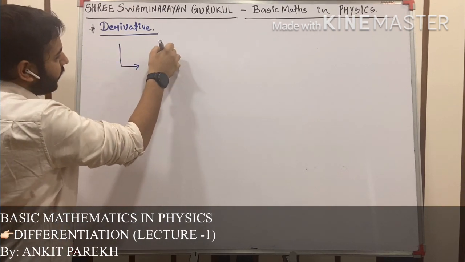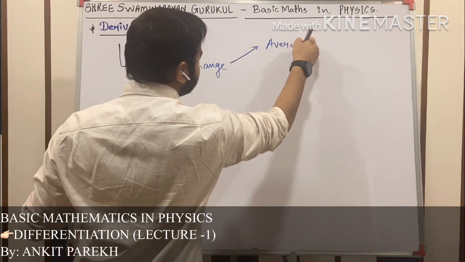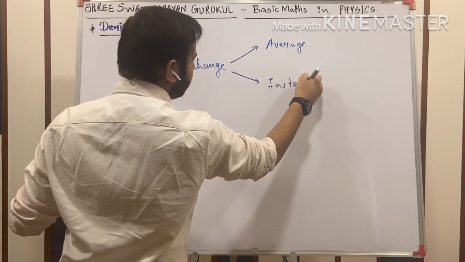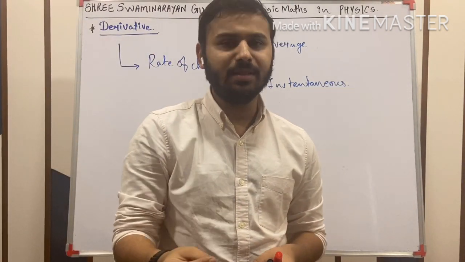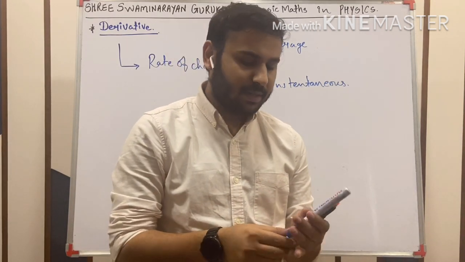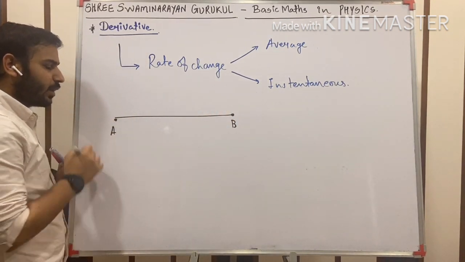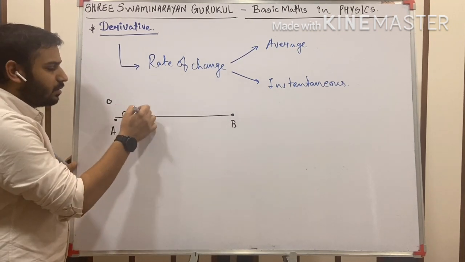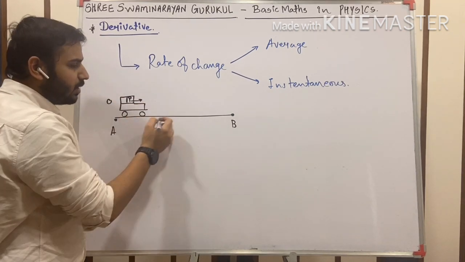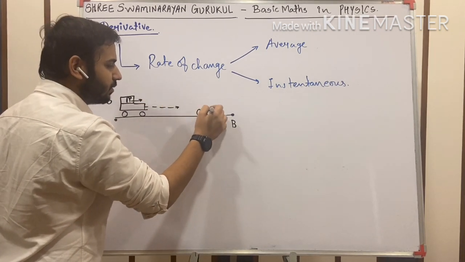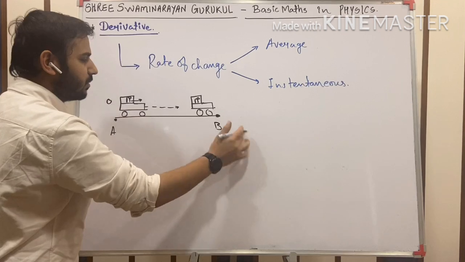Derivative is basically rate of change. Okay, it could be average or instantaneous. See, let us understand with a very easy example, say velocity, or you can say speed. Suppose a person starts from A and moves towards B. Okay, at A its speed is 0, then on his vehicle he increases the speed, gradually the speed is increasing, and then finally reaches the end and stops over here at B.